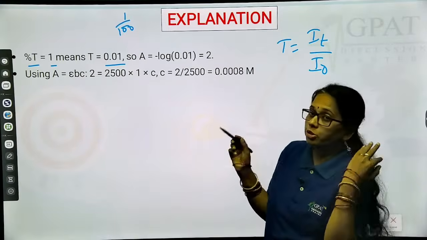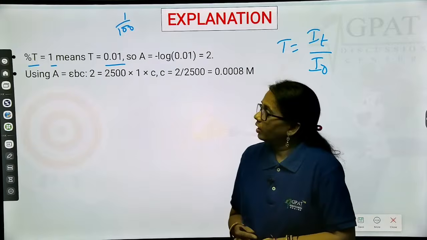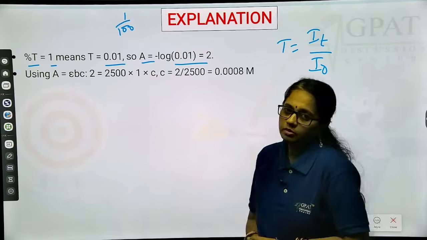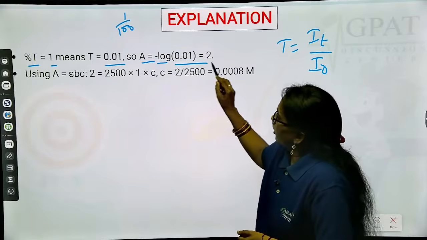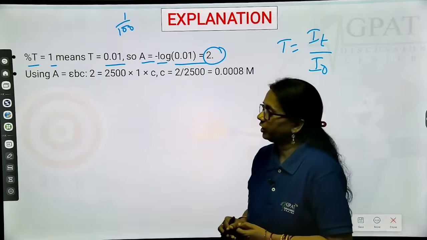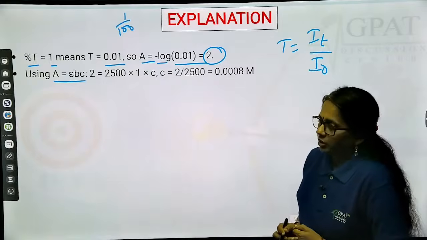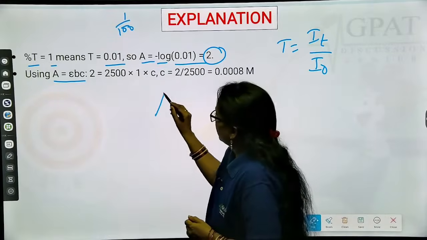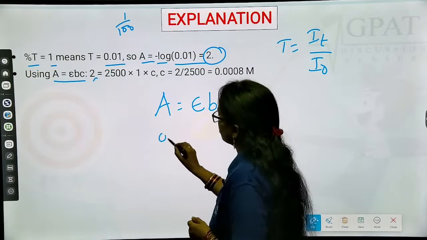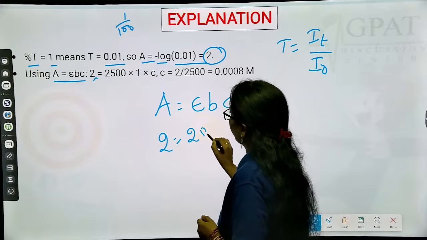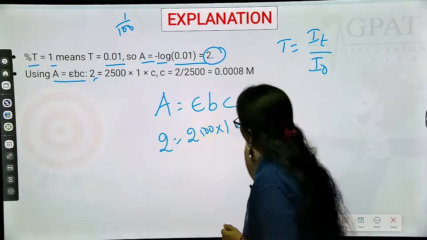But you should understand what is the logarithmic value of this also. Negative logarithm of 0.01, it will become 2, okay. And they are asking to calculate the concentration here. A equal to epsilon BC, we know that is the formula. So, in this we know that A is 2 and epsilon they have given 2500 and path length is 1 and we need to know the C. So, how are we going to get it?